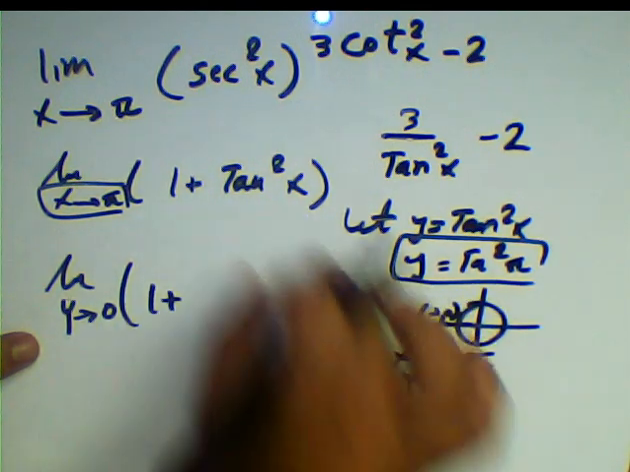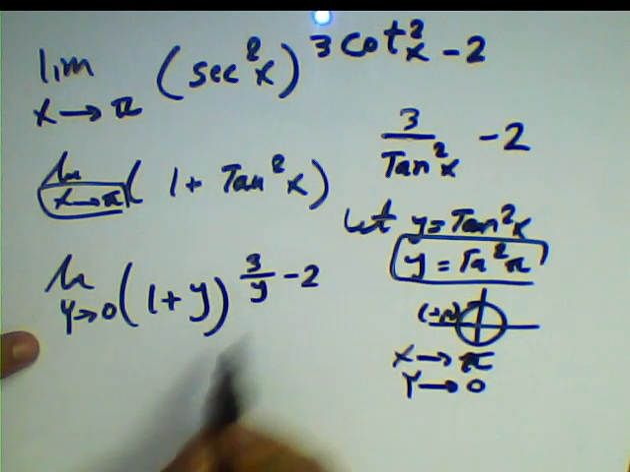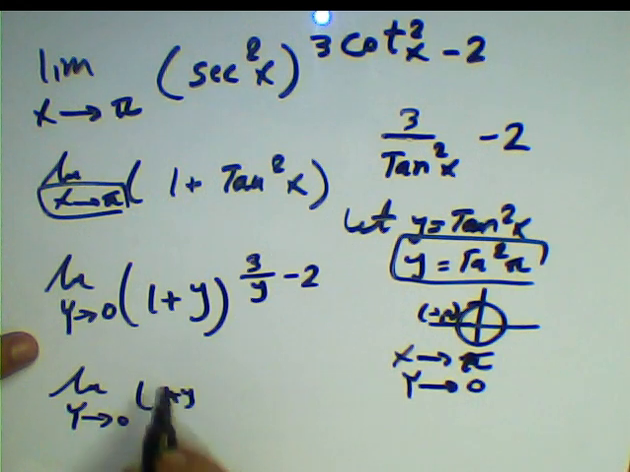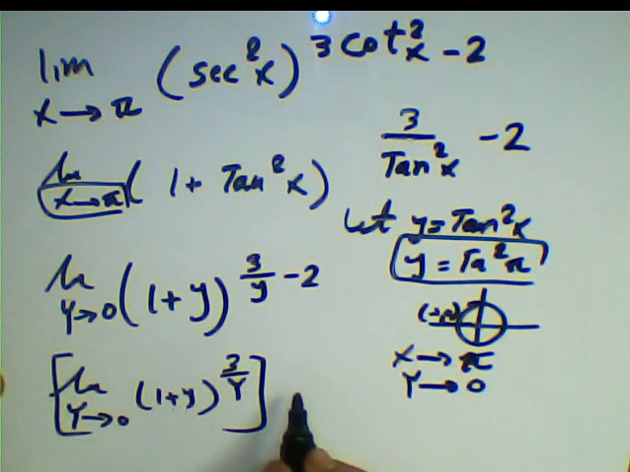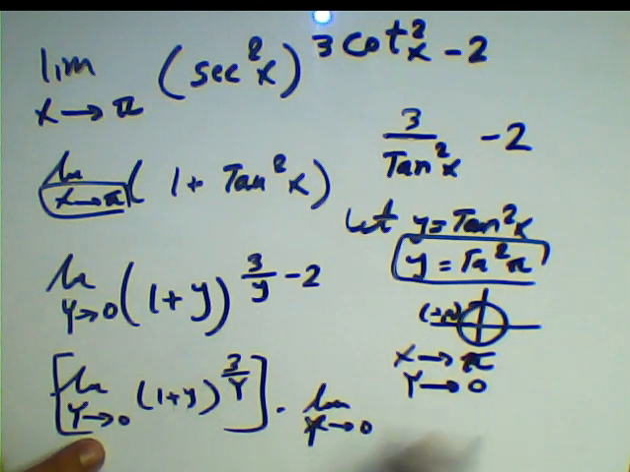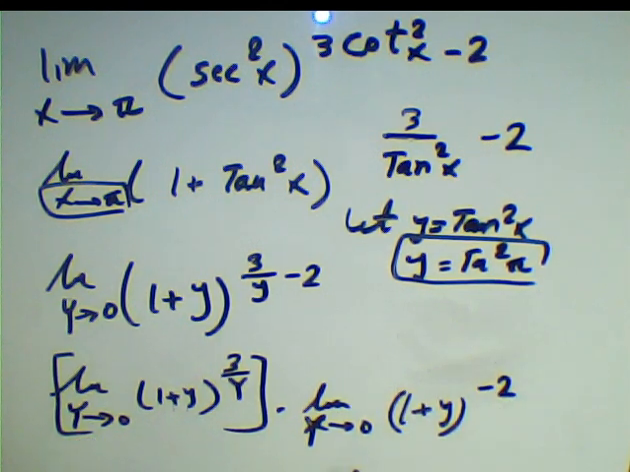We can cancel 10 power 2x and write y all power 3 over y subtract by 2. Okay, we can write the limit when y approximates to 0 about the function 1 plus y all over 3 over y. Here, all multiplication the same, limit when y approximates to 0 about the function 1 plus y all power negative 2.